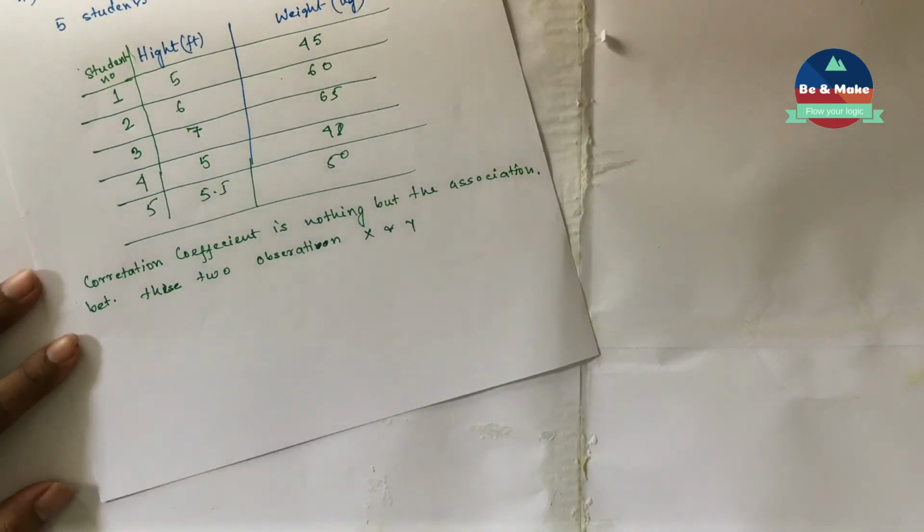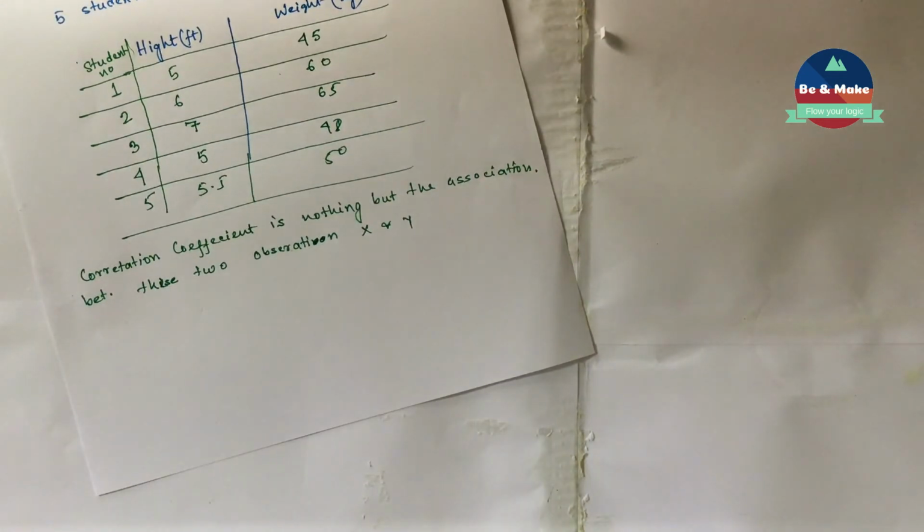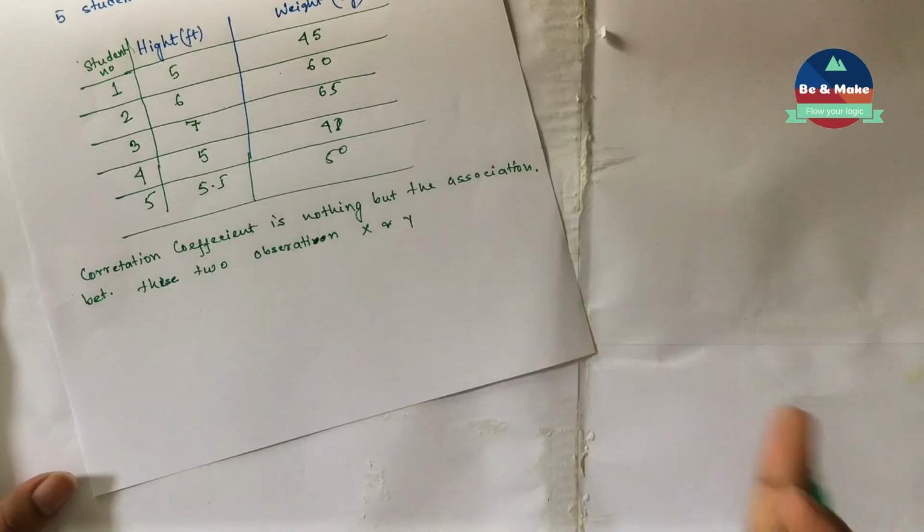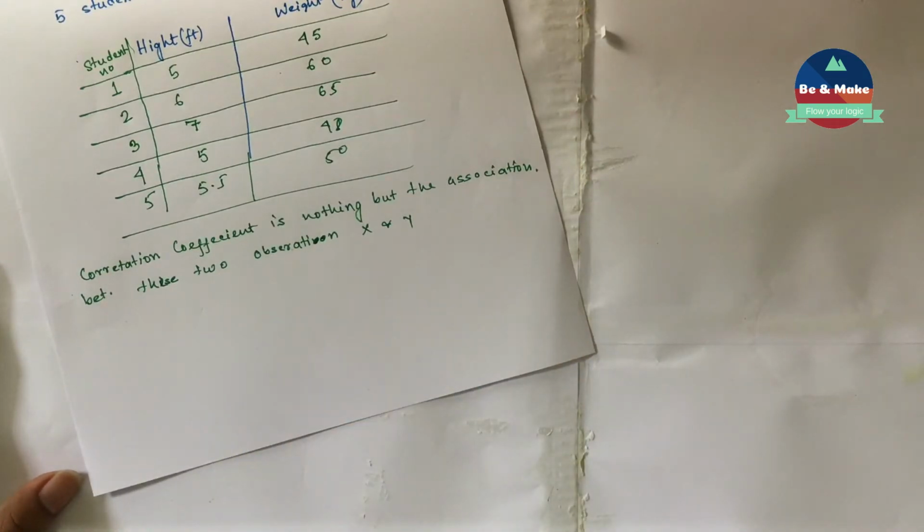What do I mean by the association? It is whether, if height increases, weight increases or not, or the other way around, if height decreases, whether weight decreases or not. We want to measure an association between them, whether a change in one variable has an effect on change in the other variable. Is the effect positive? Is there any positive correlation, or any negative correlation, or at all any correlation? So what is the measurement of that correlation coefficient?